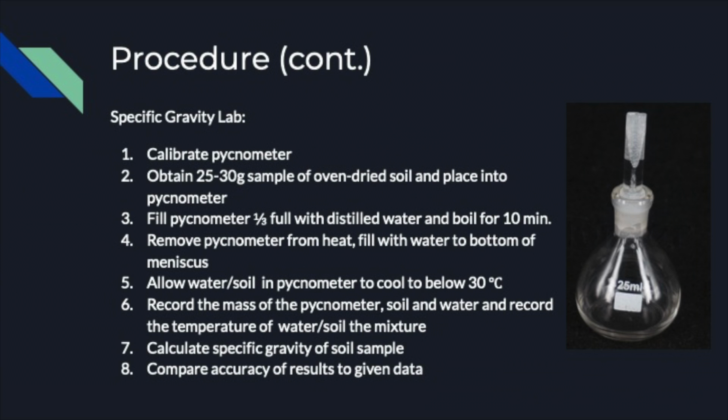The following is the procedure for the specific gravity portion of the lab. First, the pycnometer was calibrated, and then 25 to 30 grams of oven-dried soil were placed into the pycnometer, which was then filled 1/3 full with distilled water, heated until boiling, and then allowed to boil for 10 minutes. After the 10 minutes, the pycnometer was removed from heat and filled with water to the bottom of the meniscus. At this point, the water/soil in the pycnometer was allowed to cool below 30 degrees Celsius, at which point the mass of the pycnometer, soil, and water was recorded along with the temperature of the water/soil mixture.